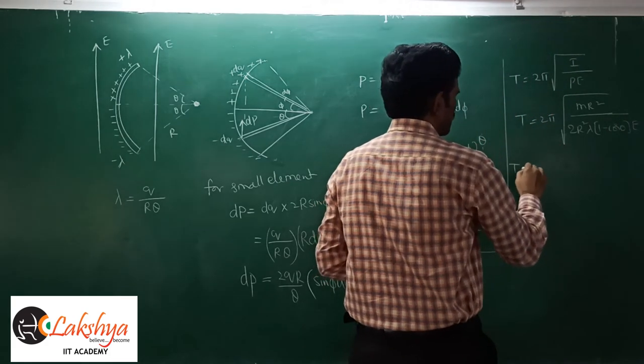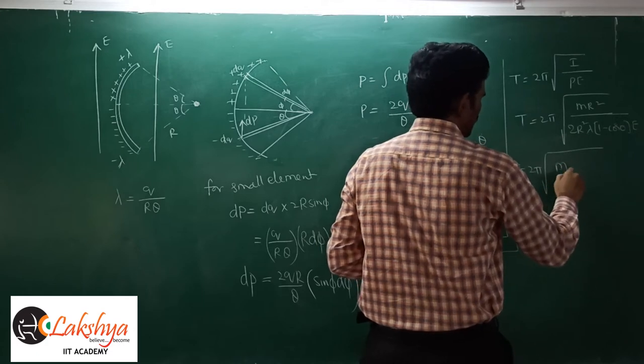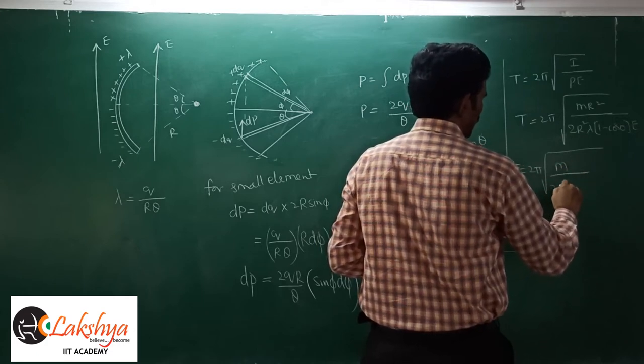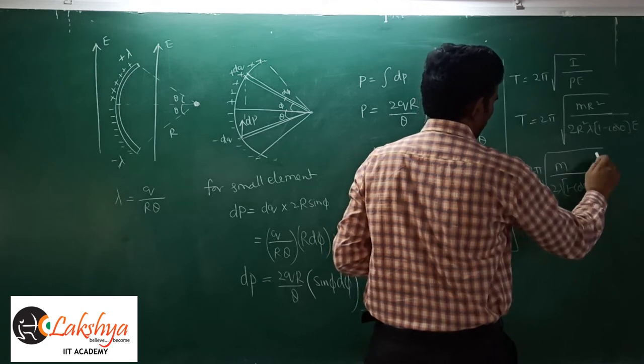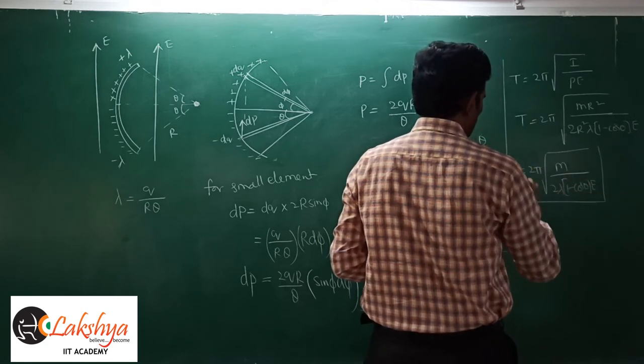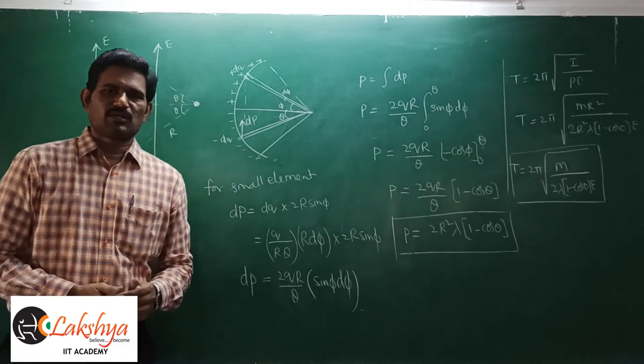Therefore, I can write this expression as 2 pi into, that r square will be cancelled, so m by 2 lambda into 1 minus cos theta into E. So this is our expression for the time period in that case. Like that, we can calculate the time period in any case.